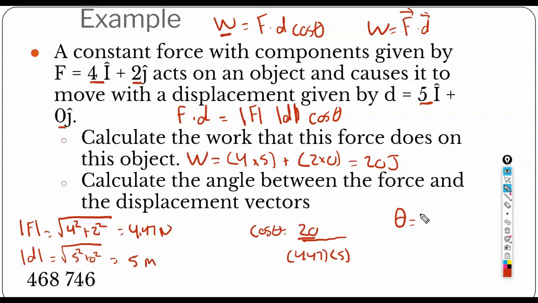All right, and so the angle you should come up with is 26.5 degrees. Okay, so that's the answer to the second question. So hopefully that's what you got. Pause it there if you need to look at that some more.